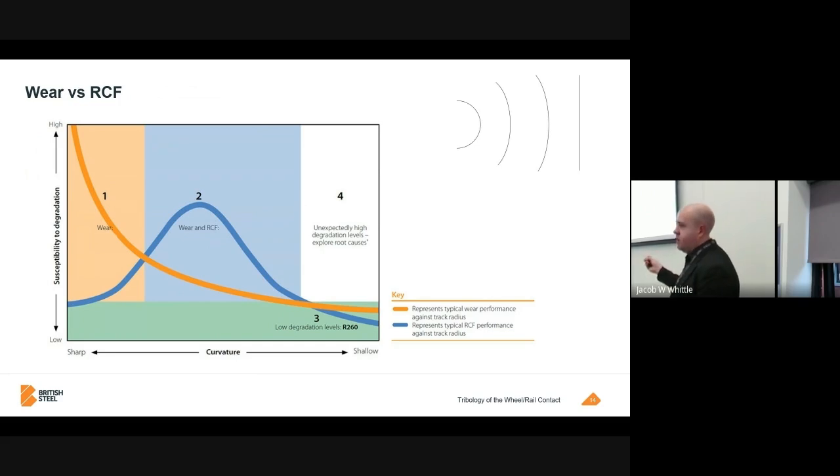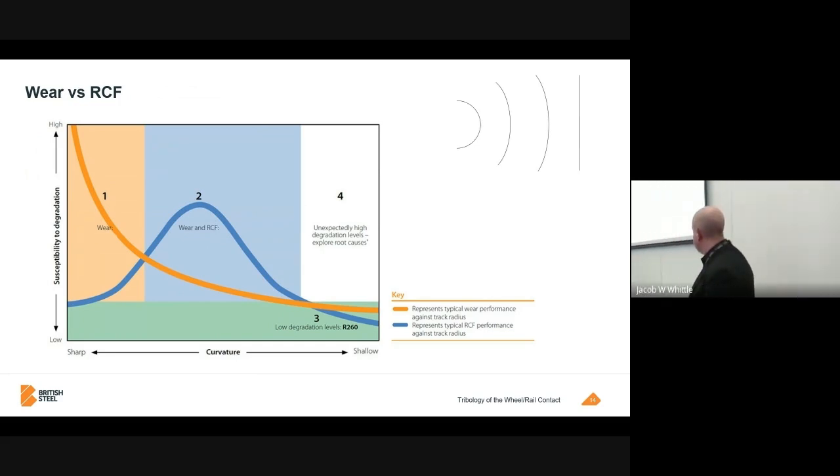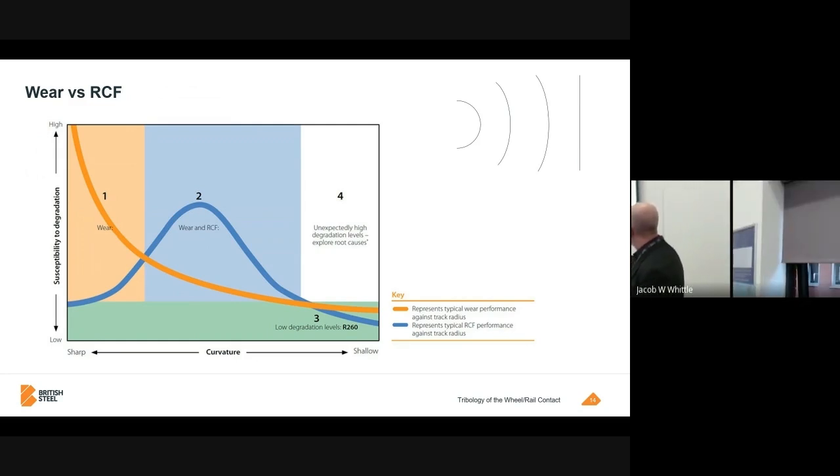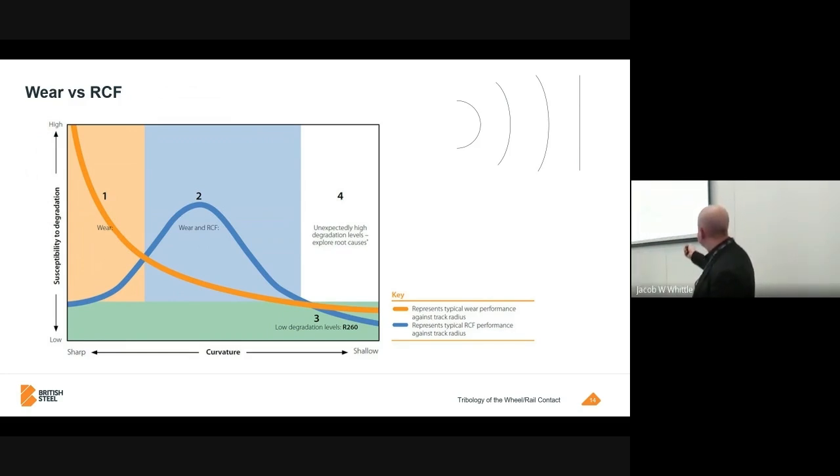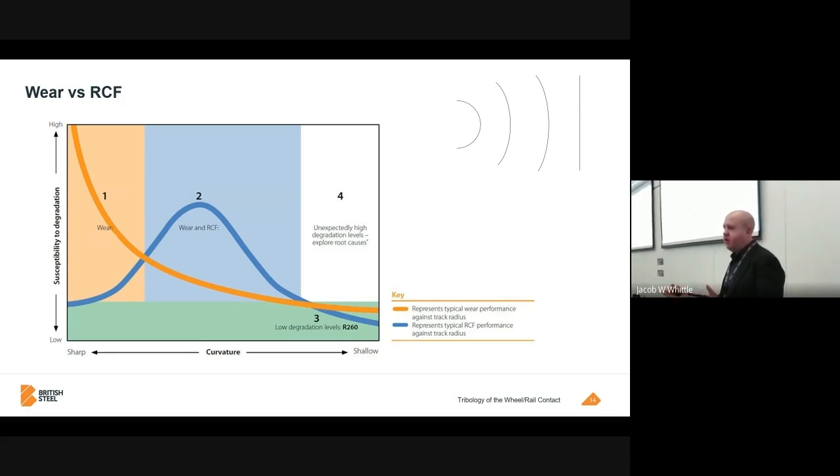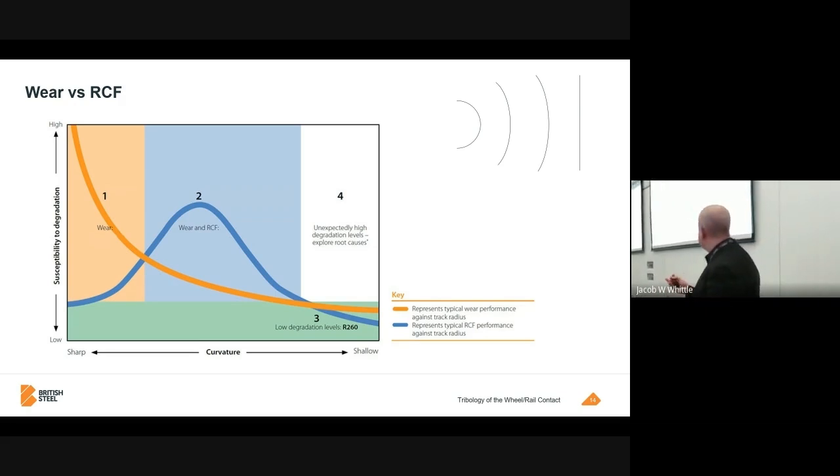This shows the interaction between wear and RCF. Along the bottom here, you've got the curvature. You've got a sharp curve, which is represented by this sharp curve over this end, and then you've got a shallow curve over this end, which is represented by these more shallow lines here. When you've got a sharp curve, you tend to be dominated by wear. So you haven't got much to worry about with wear. Wear's nice and stable and predictable, and we can measure it, and it's not a major problem.